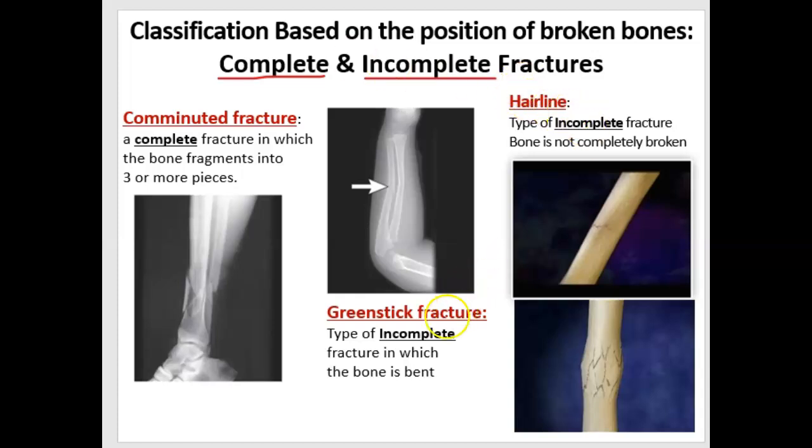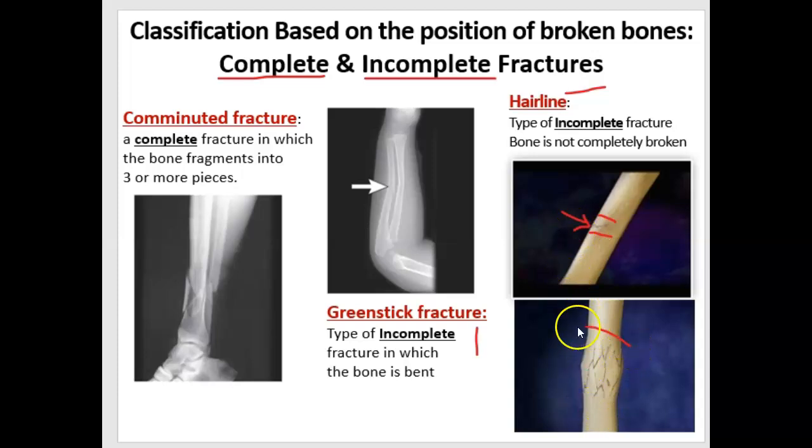Now incomplete fractures can be categorized too. They can be categorized as a hairline fracture or a green stick fracture. So a hairline fracture is definitely incomplete, and you can see that the fracture only goes across a certain width of the bone. Everything is perfectly aligned, so you could say non-displaced, but the bone isn't completely fractured, and this healing will happen quite easily.